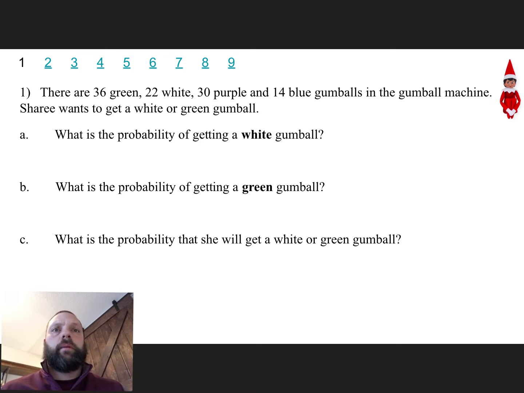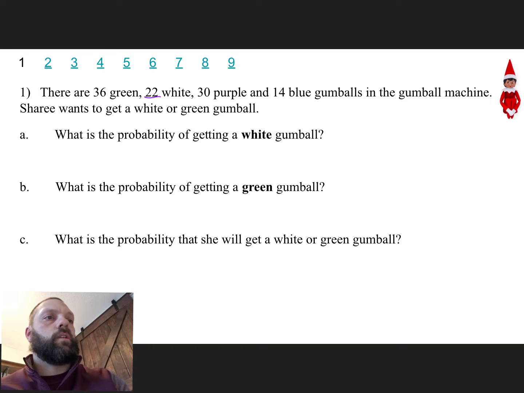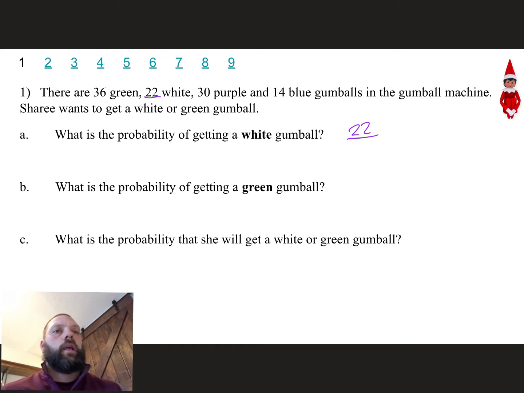Here we go. Problem number 1. There are 36 green, 22 white, 30 purple, and 14 blue gumballs in the gumball machine. Cherie wants to get a white or green gumball. So let's start with what is the probability of getting white? When I look here, I see that there are 22 white, so that's going to become my numerator. And then all I have to do is add 36 plus 22 plus 30 plus 14, which gives me 102.